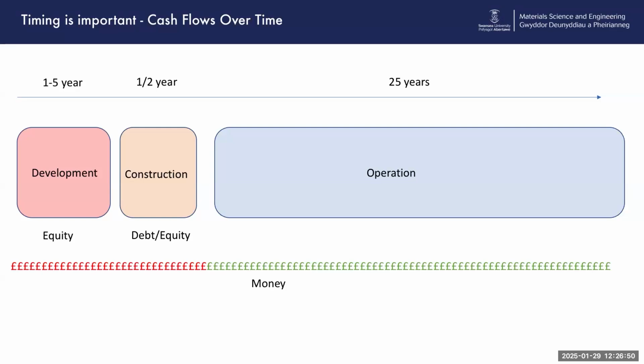But during the development and construction phase, you are basically outlaying money. Okay, you're in the minus, you're in the red. You're actually spending money. Only when that construction phase is over can you actually start making money, right? Can you actually start operating? So when the operation starts and you sell electricity, that's when you actually make the money.